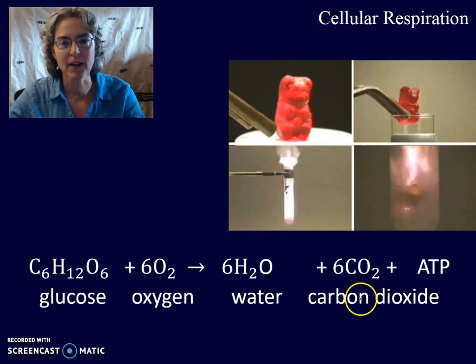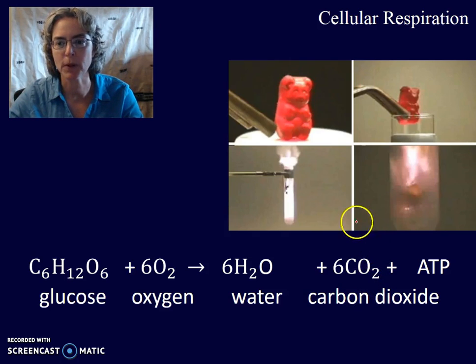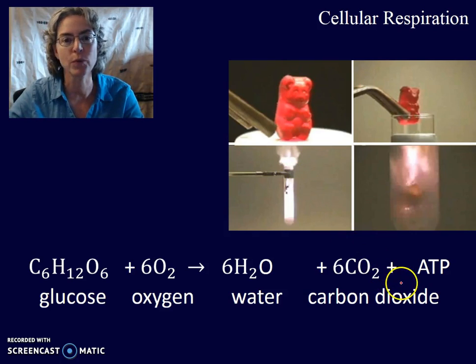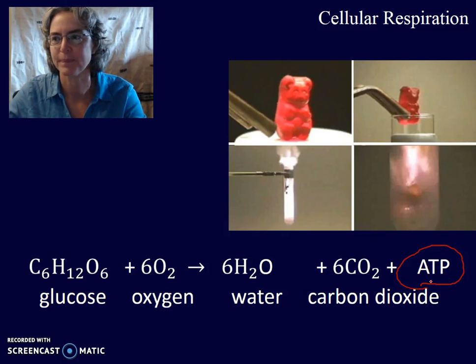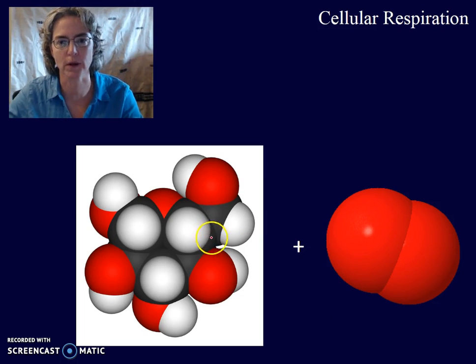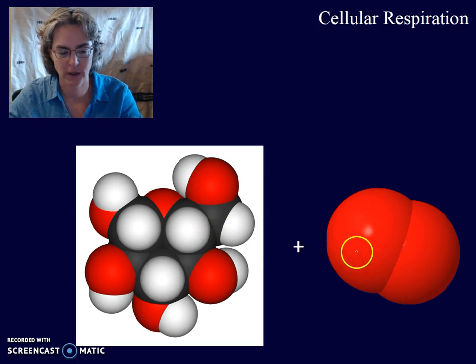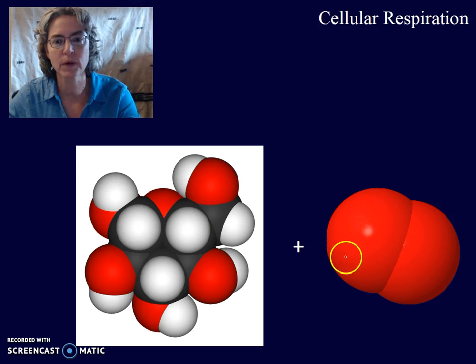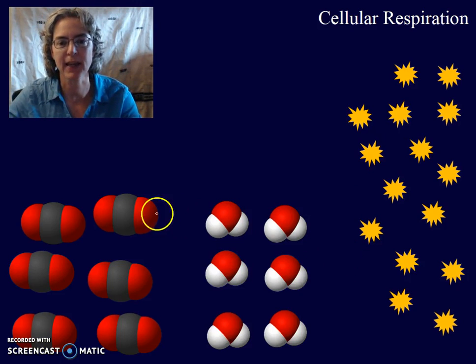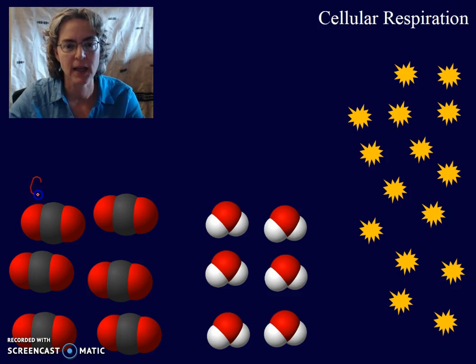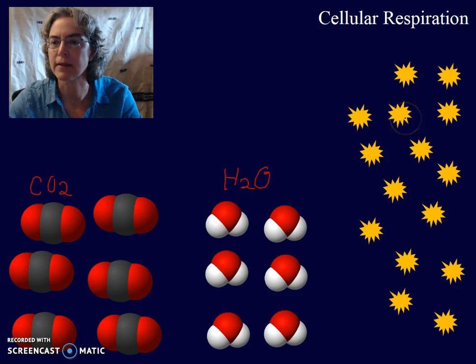But in biology, in our cells, we want to be able to use all that energy that was given off in this chemical reaction to do work. So it's transformed into ATP instead. Okay, so here's our glucose molecule plus oxygen. And through cellular respiration, we then get carbon dioxide, water, and energy.